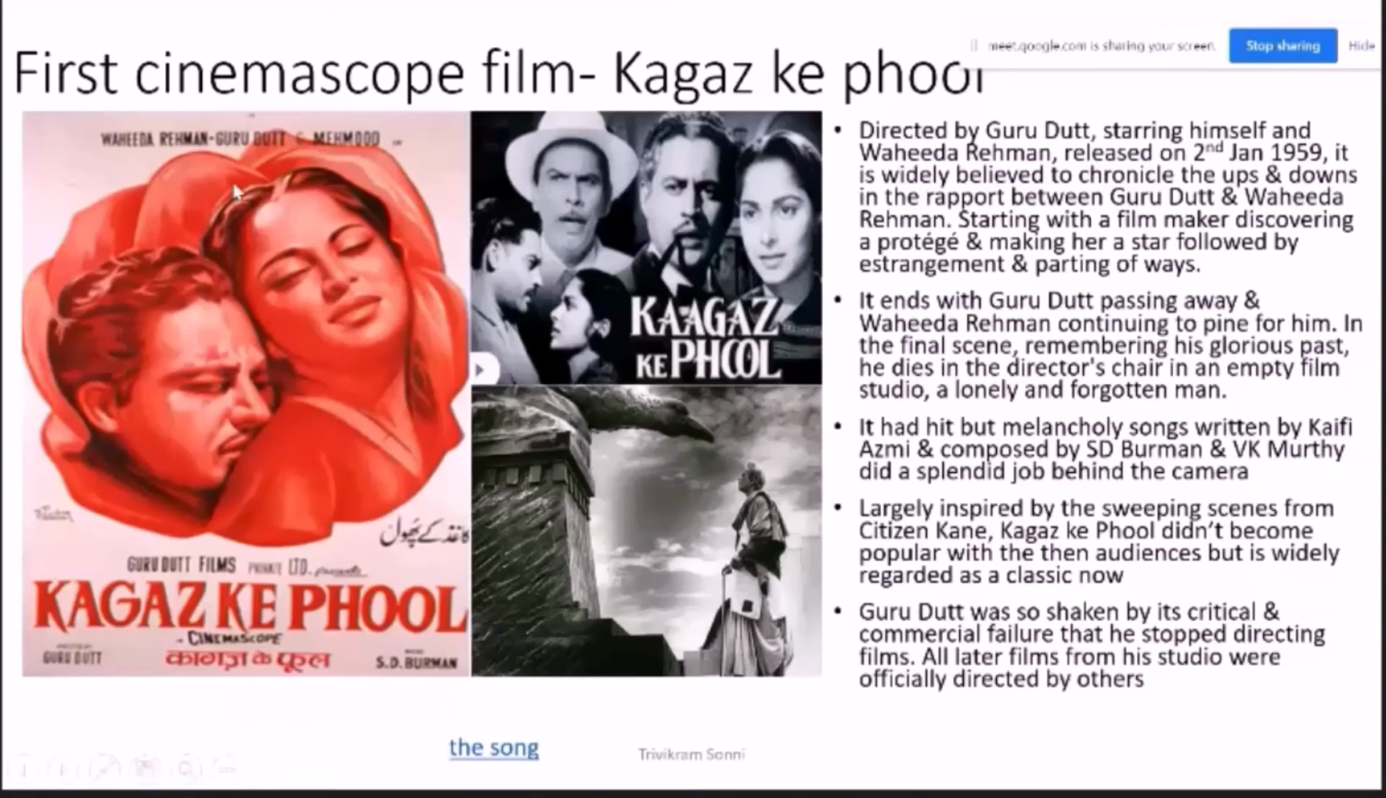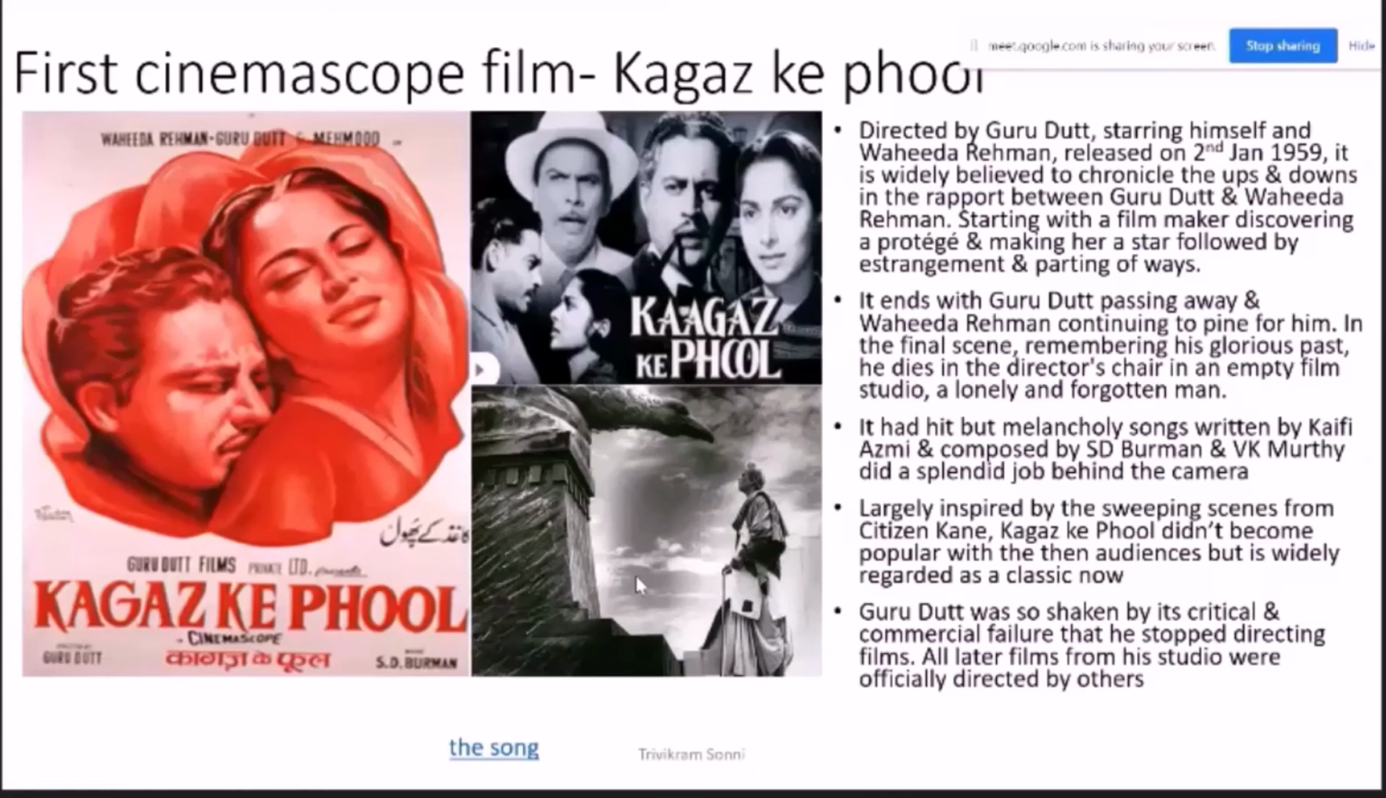So this is a poster from the original release. Because it's called Phool, some artist has actually portrayed the flower around there. Look at this one here, where an old Guru Dutt is standing and looking at something, with a menacing looking bird on top of that. This was in a studio, because this film is about filmmaking actually.